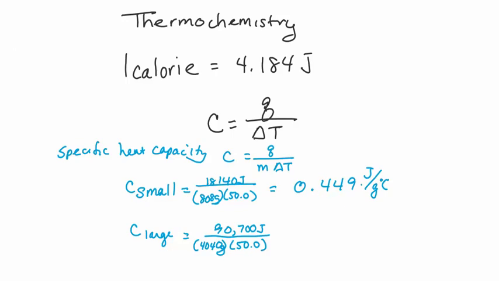So it takes 0.449 joules in order to raise 1 gram of substance 1 degree Celsius. For the large pan, again 90,700 joules divided by the product of 4,040 and 50, I get 0.449 joules per gram degree Celsius. And since I told you these were made up of the same material, having the same specific heat capacity is expected.